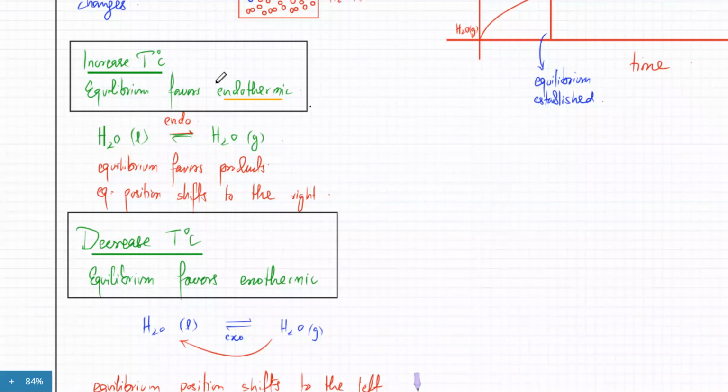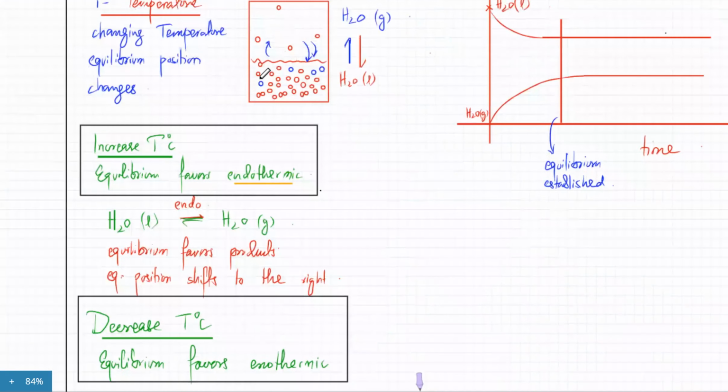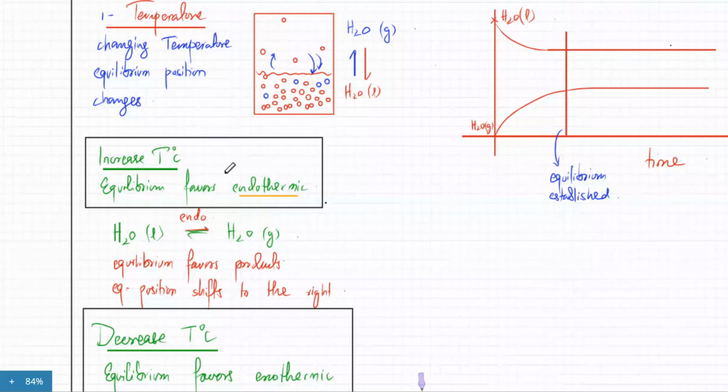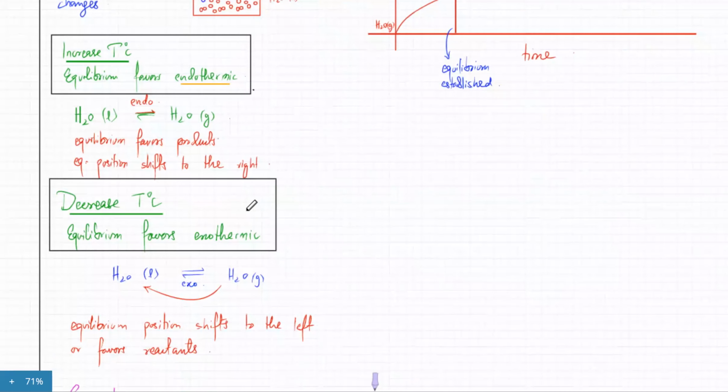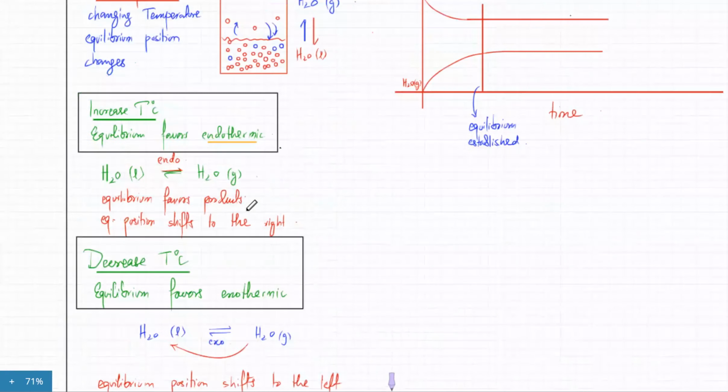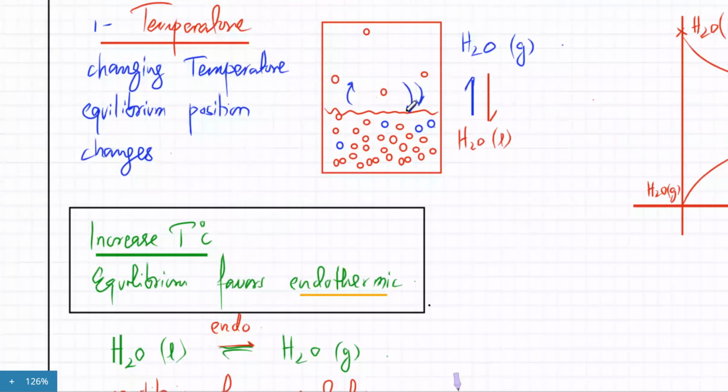If you increase temperature, equilibrium would favor one of the reactions over the other, which is that it would favor the endothermic reaction. If you decrease temperature, equilibrium would favor the exothermic reaction. In this water example, if you increase temperature, there is more evaporation. If you decrease temperature, there is going to be more condensation. So whenever you alter the conditions, the equilibrium is going to be affected. One of the reactions would be happening faster compared to the other one.